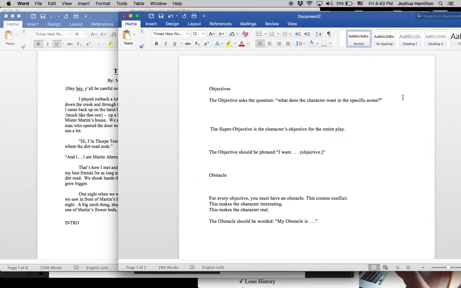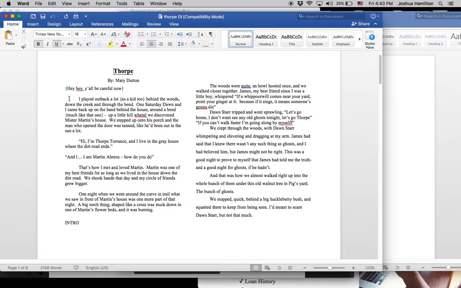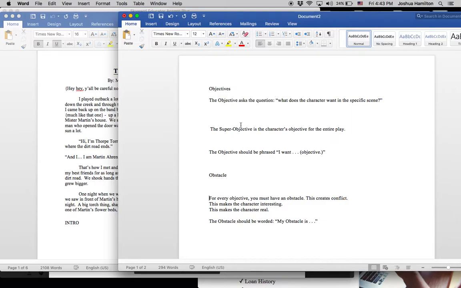All right, so I'm going to do a lecture on objectives. In order to do this, I'm using an old script called Thorpe by Mary Dutton. I'll refer back to that script in this lesson, just in terms of character objective, and I'll use the same one when I switch and do the lesson on tactics. So, all right, starting off, first of all, an objective, right?